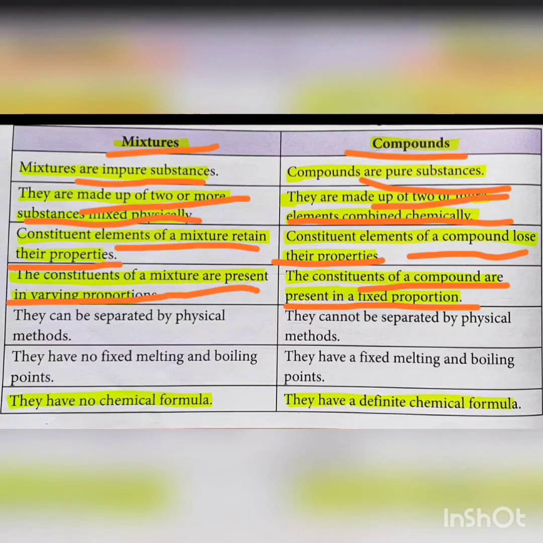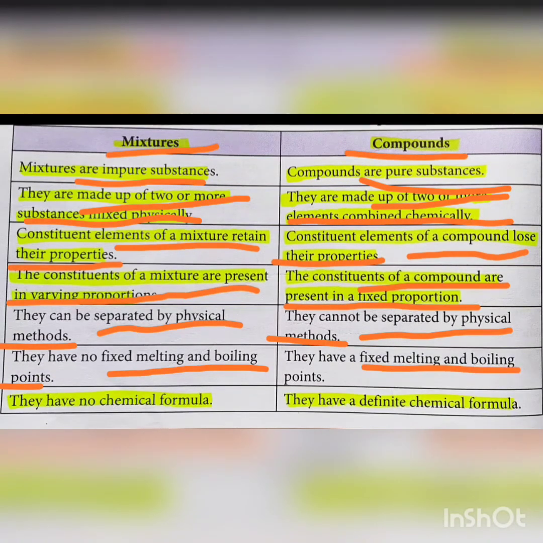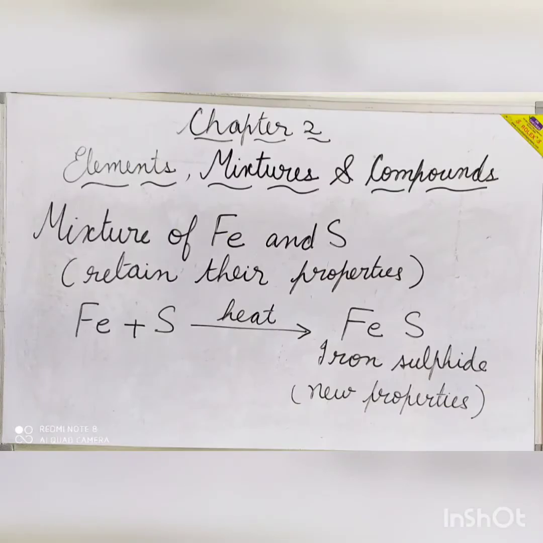Mixtures can be separated by physical methods. Compounds cannot be separated by any physical method. Mixtures have no fixed melting and boiling points. Compounds have fixed melting and boiling points. Mixtures have no chemical formula because they are not present in any definite ratio. Compounds have. To understand the difference between mixture and compound, we do an activity.